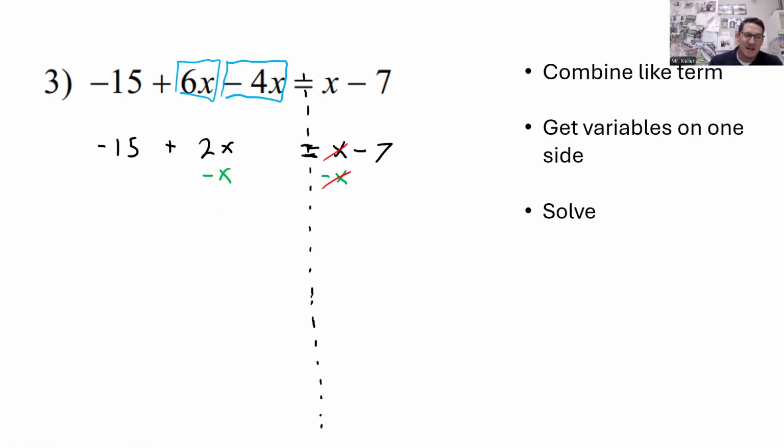Positive x minus x cancels out. All I have left on that side of the equation is negative 7. 2x minus x is x. It's a positive x. So negative 15 plus x is equal to negative 7. Last step, I'm going to add 15 to both sides. Negative 15 plus 15 cancels out, and you get x is equal to negative 7 plus 15 is positive 8.